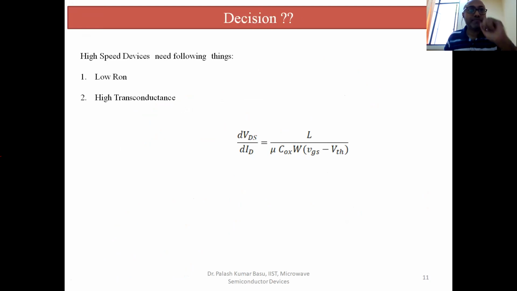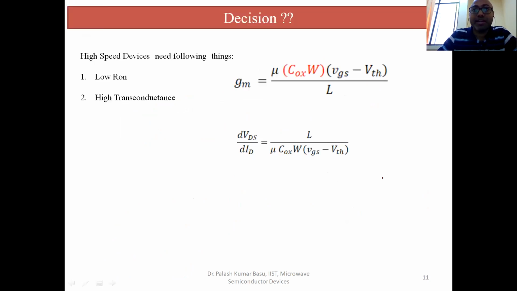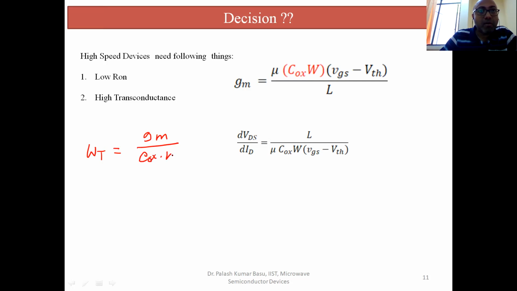So what you are getting ultimately? Ultimately, you are getting a fantastic thing. So here also I'm writing here. So omega T, gm, Cox. Okay. So we got, and this is actually R on, the on resistance.